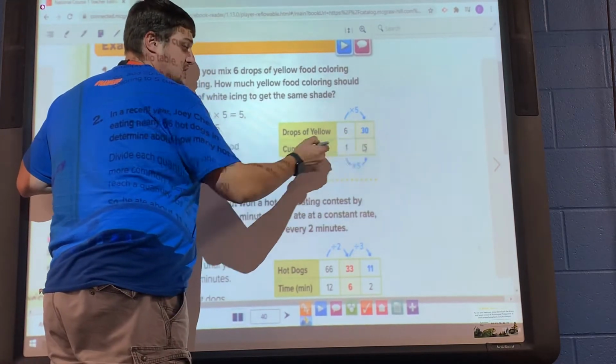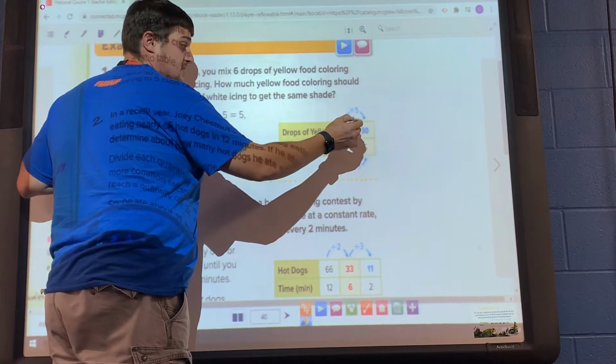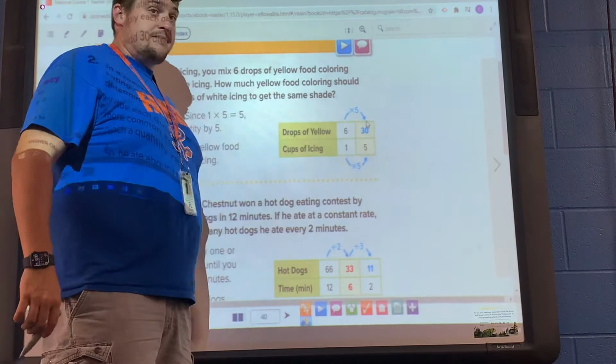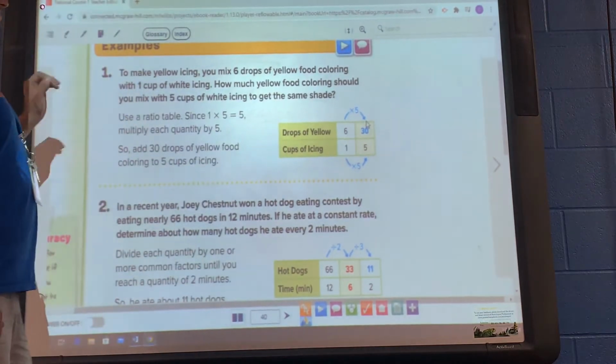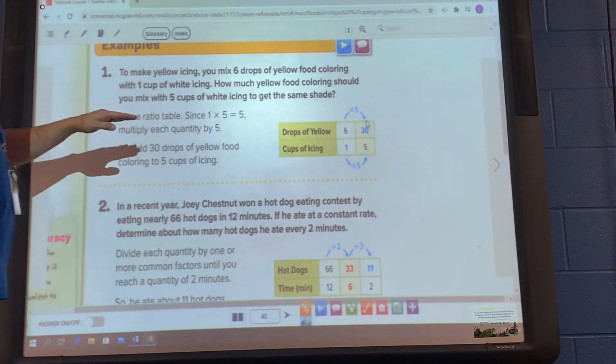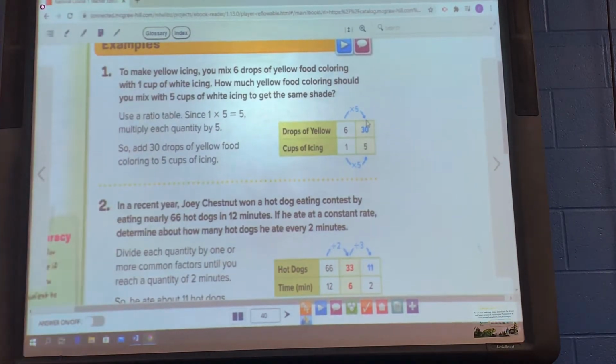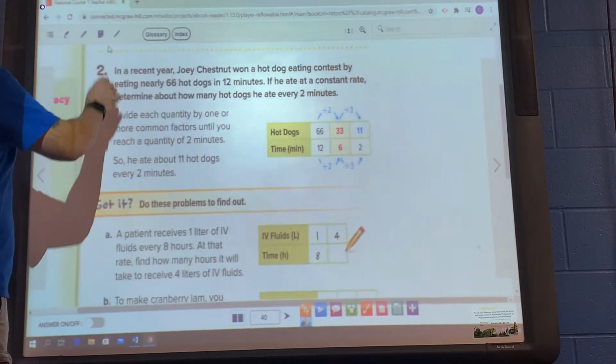Well, now we have 5 cups. Well, whatever you do to the cups of icing, you got to do the same for the drops of yellow. So you got to multiply this by 5. So it becomes 30. So it's going to take 30 drops of yellow food coloring to 5 cups of icing. And that's what the recipe calls for. Okay, same thing for number 2.